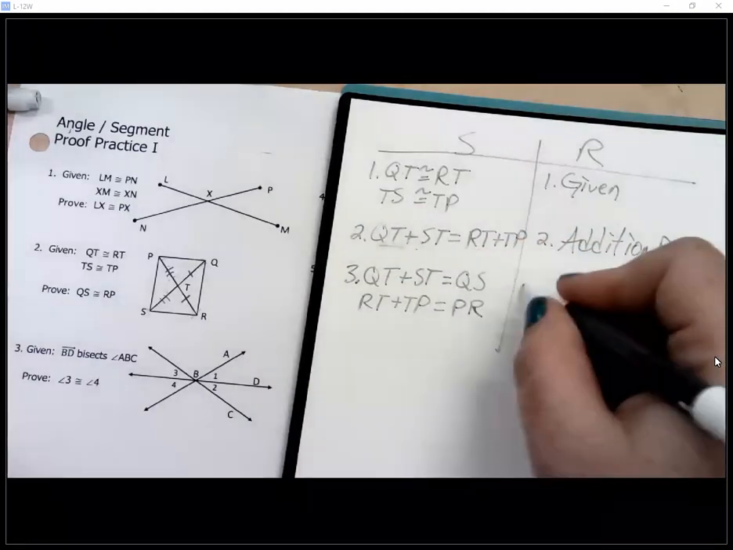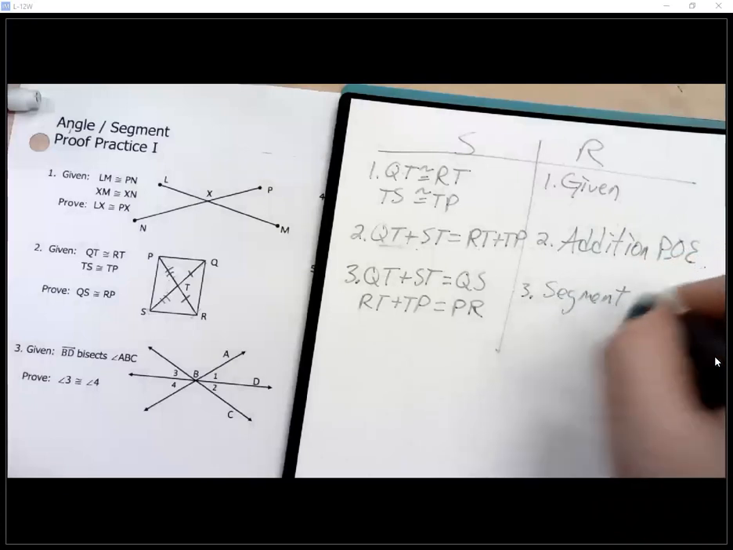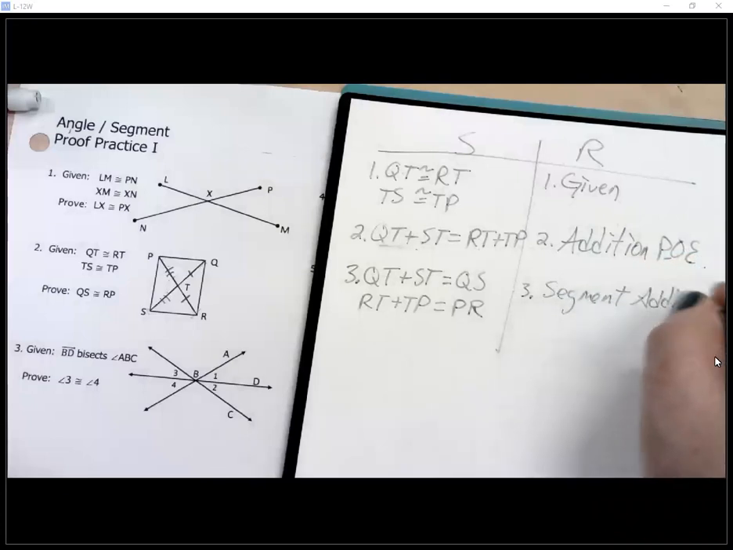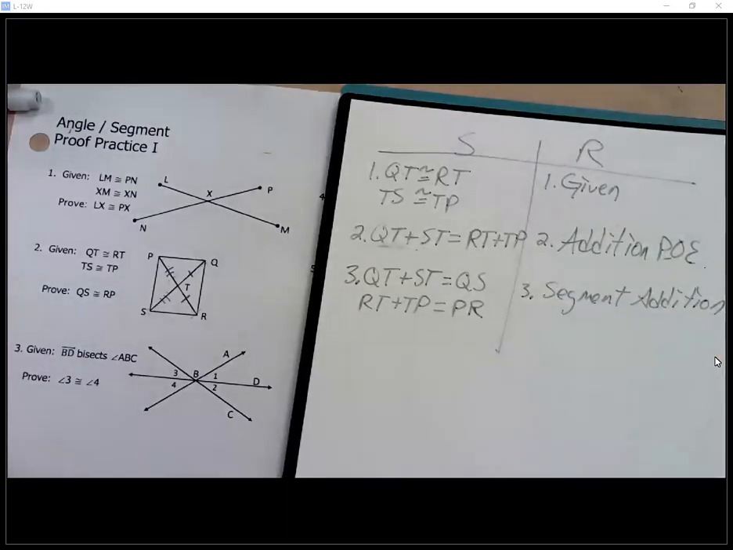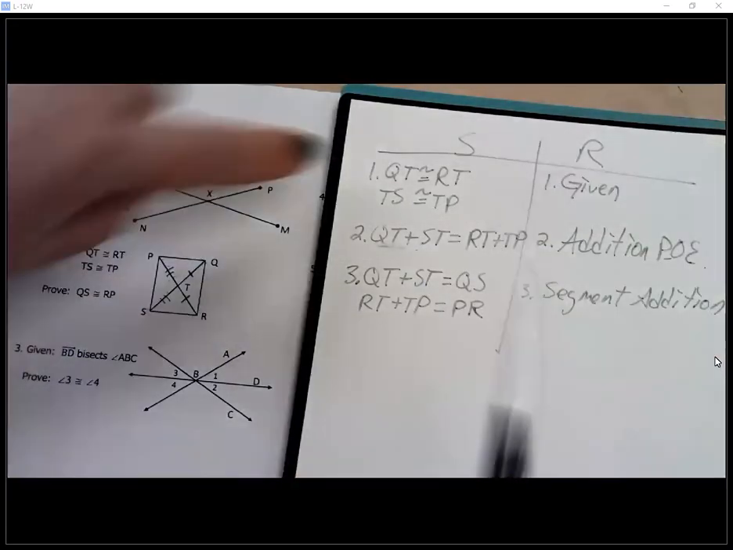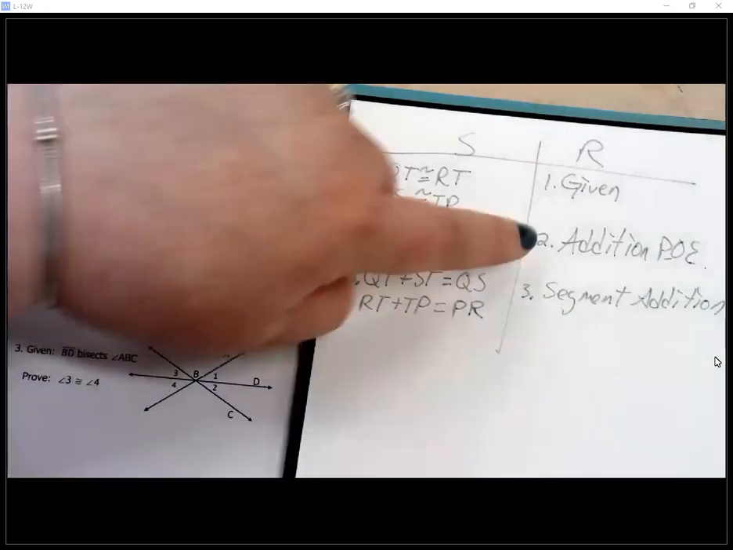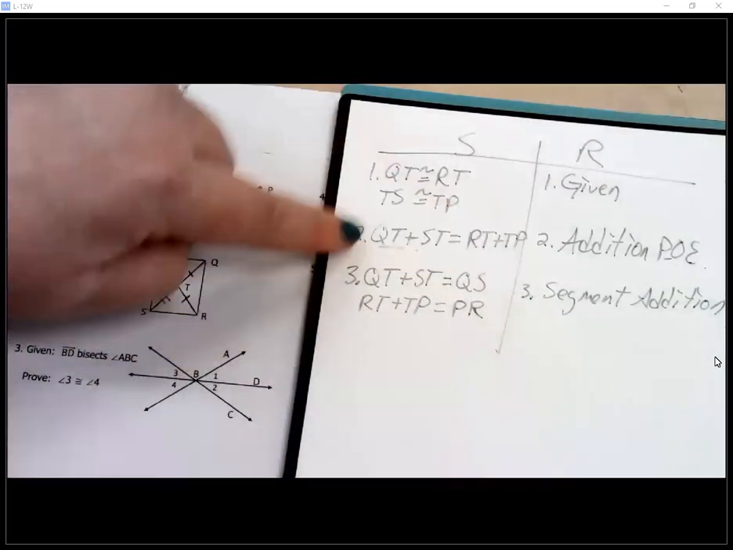And that is segment addition. Oh, you know what? One other thing that I haven't mentioned to you yet. See how I have it lined up? Even though this side of line 1 took up 2 lines, when I put line 2 over here, it lines up with line 2. Don't put it directly underneath. You know what I mean?